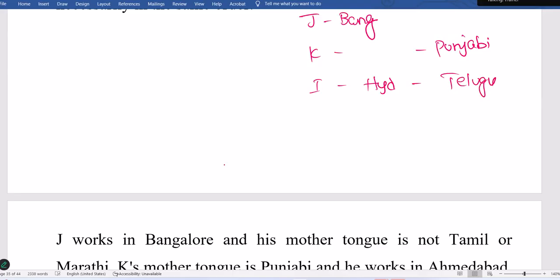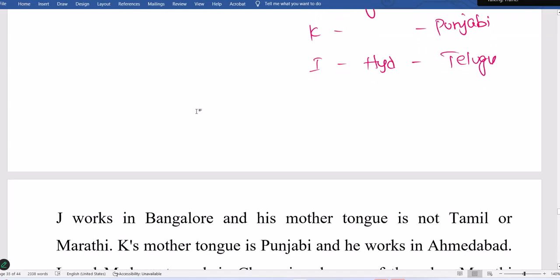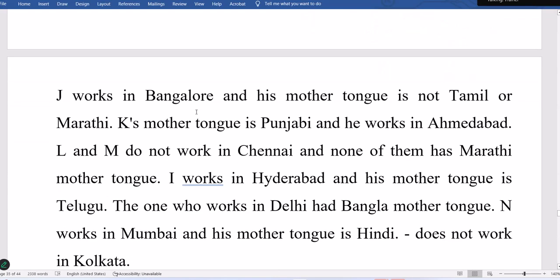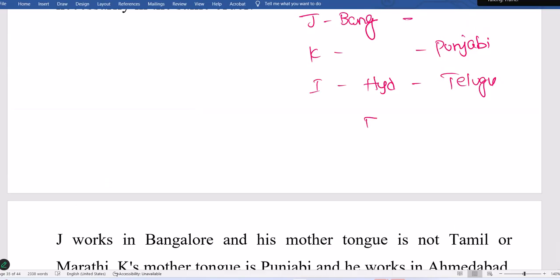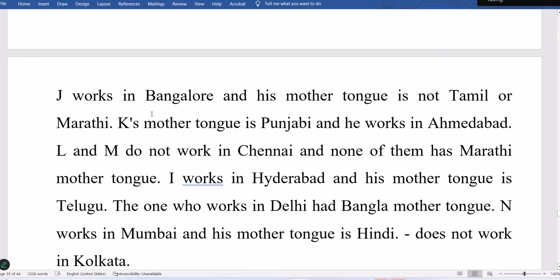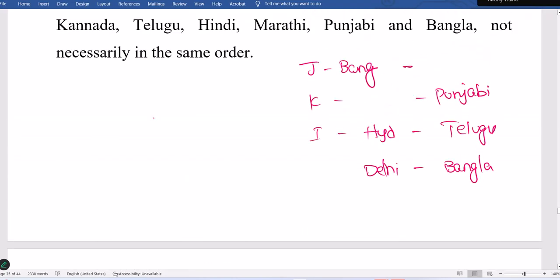Don't say J in Bangalore, Kannada. No, see, some other state of people also come and live in Bangalore, right? So any capital cities now, that's a problem. The one who works in Delhi has Bangla mother tongue. N works in Mumbai, Hindi.